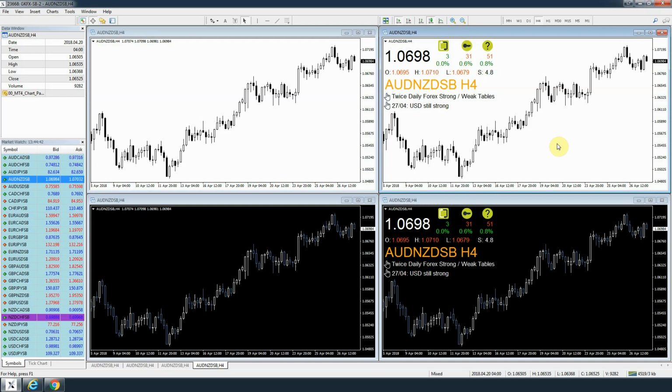Okay, so there it is, a quick introduction to our chart partner console for the MetaTrader 4 platform. We really hope you like it. We really hope you're going to download it, and we really hope that you're going to find it as useful as we do.